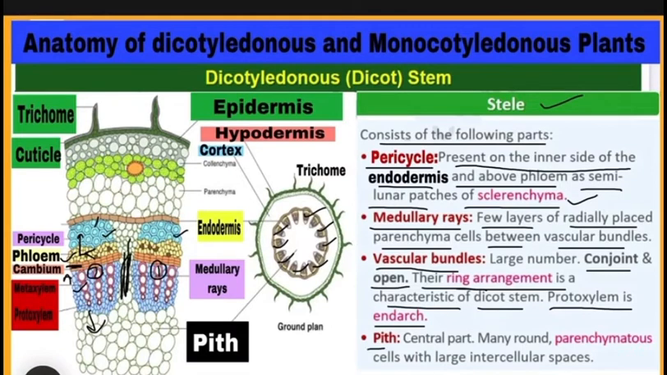Next, pith. It is the central part. Many round parenchymatous cells with large intercellular spaces are present in the pith.